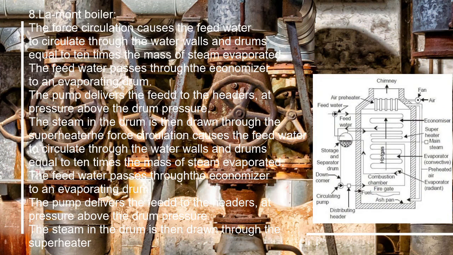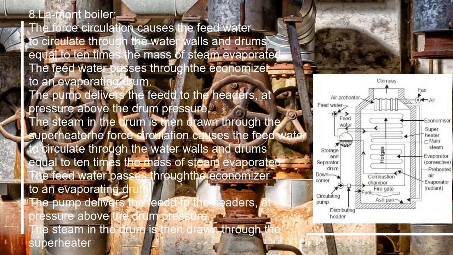Next example is the Lamont boiler. In this boiler, the circulation is maintained by a centrifugal pump driven by a steam turbine using steam from the boiler. The forced circulation causes the feed water to circulate through the water tubes and the drum equal to 10 times the mass of steam evaporated. This prevents the tubes from being overheated.